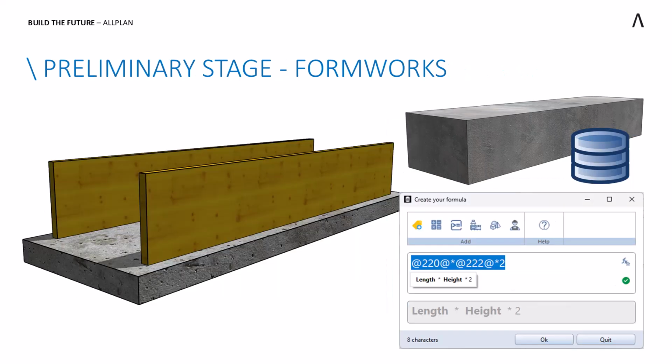Let's start with a simple example. By using just the length and height information of your object, you can easily calculate the square meters of formwork needed by using a simple formula like this.